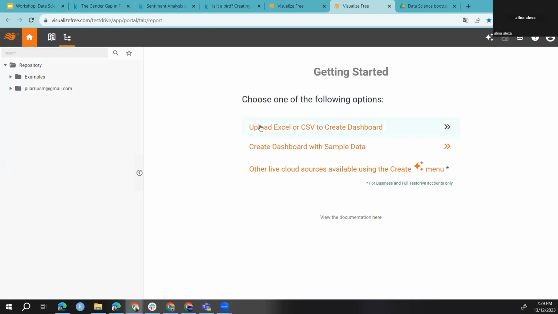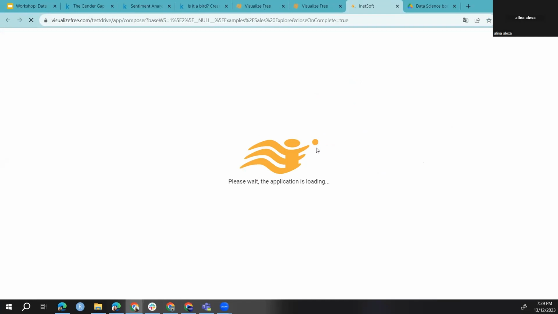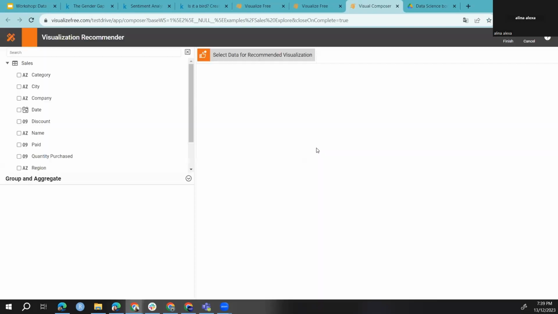In here, we don't want to upload anything unless you have data on Excel and you want to do, go ahead. If not, just use this one with sample data. And I'll just press create a dashboard with a sample data. And the data, it's already on the left-hand side. Yep, done, okay, thank you.